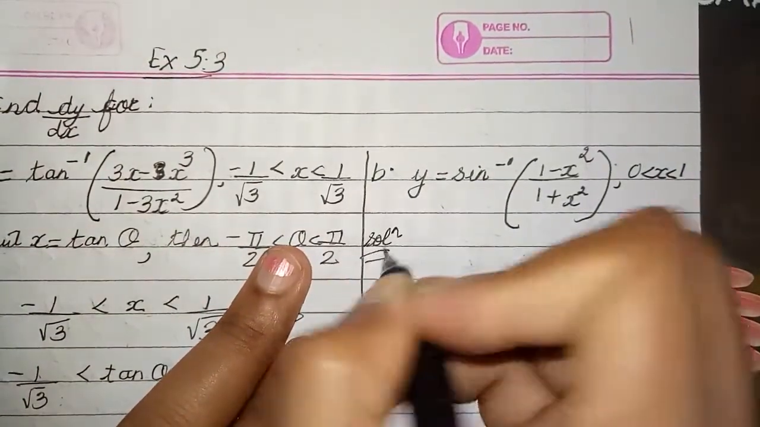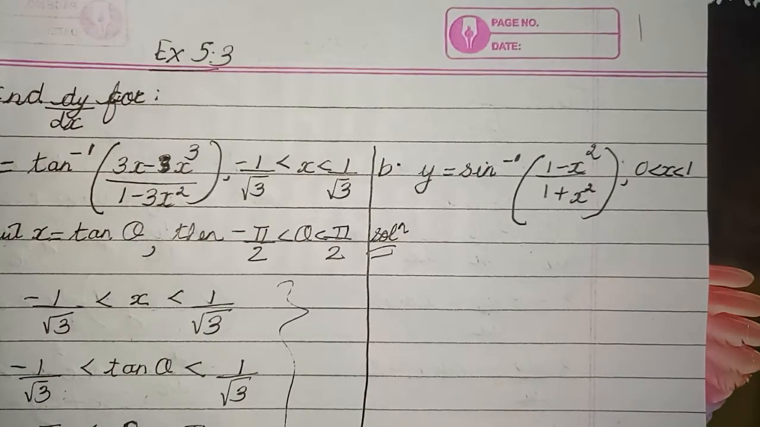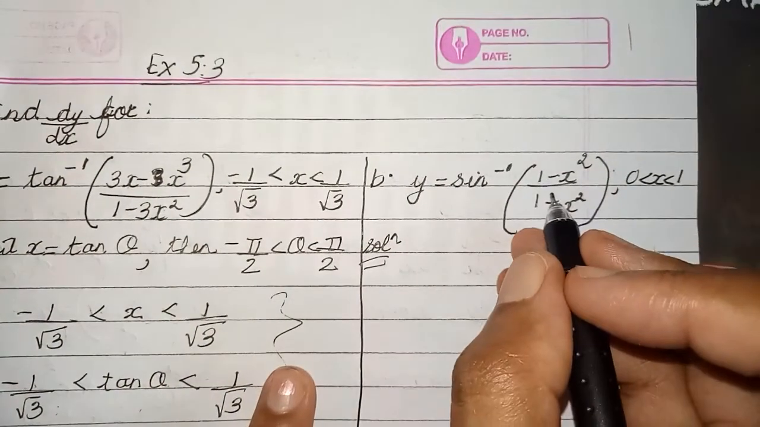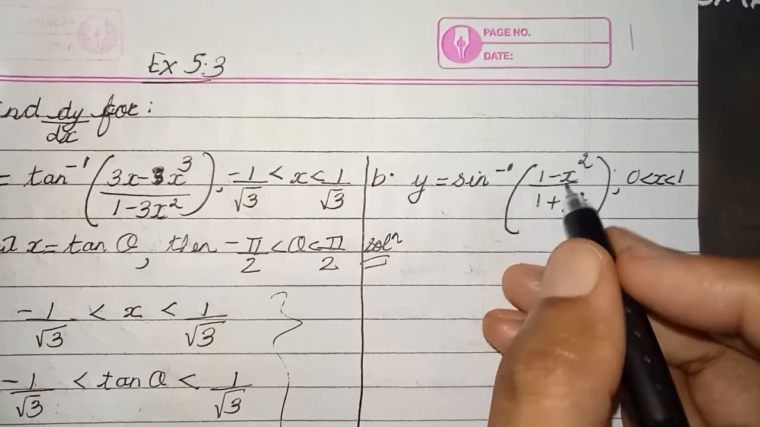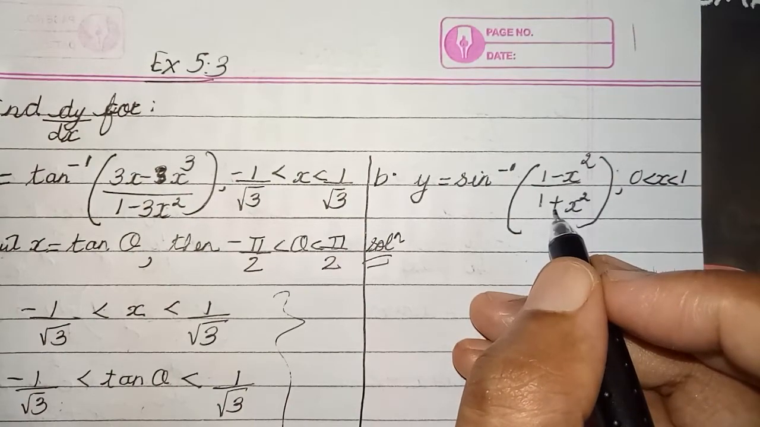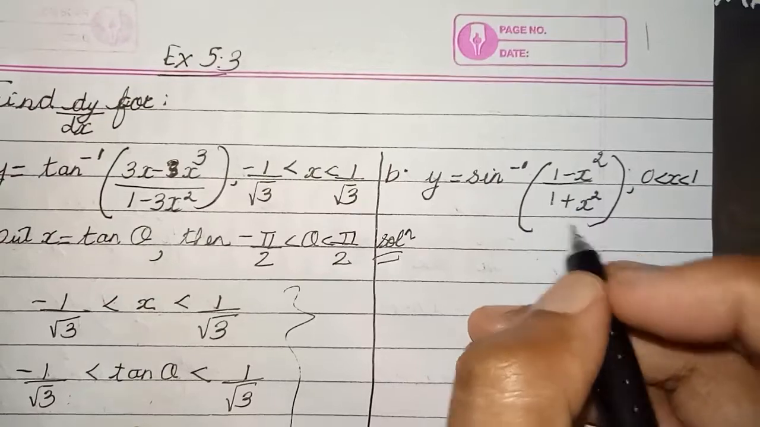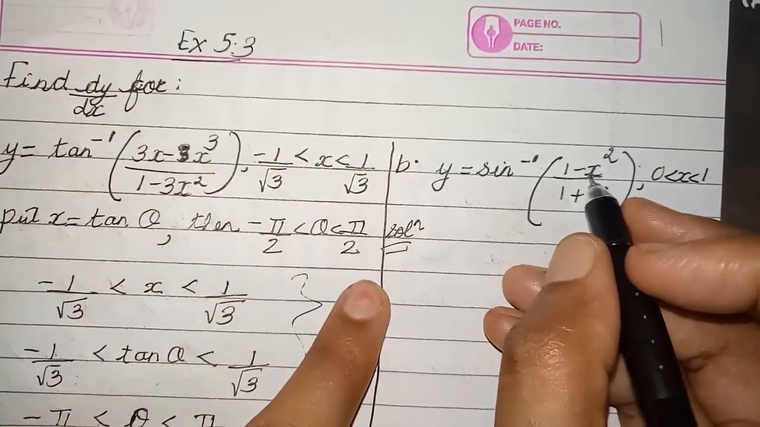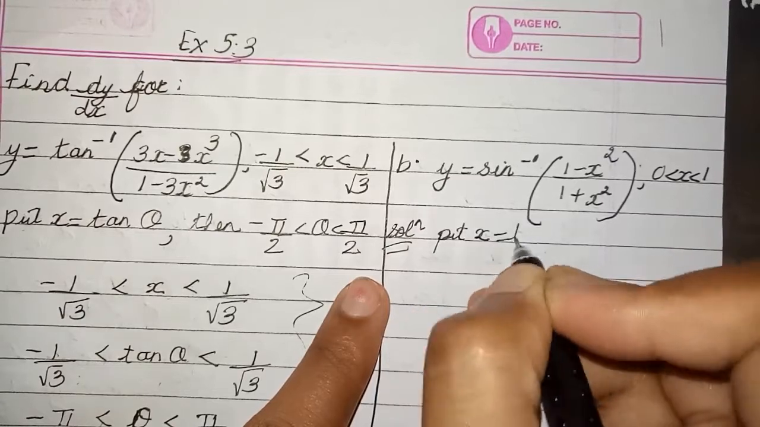Second one also, just have a glance at it. If you look at it, children, it is of the type you have studied in your trigonometric formulas. It is 1 minus tan square theta upon 1 plus tan square theta, which is nothing but the formula for cos 2 theta. So we have to apply that. So what I will put here, 1 minus tan square theta I want here, so I will put here x as tan theta.